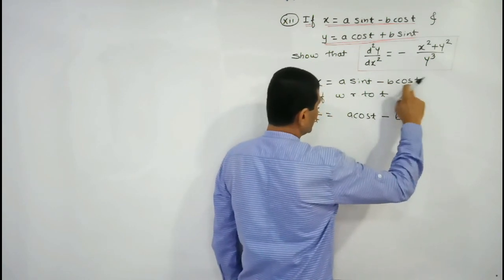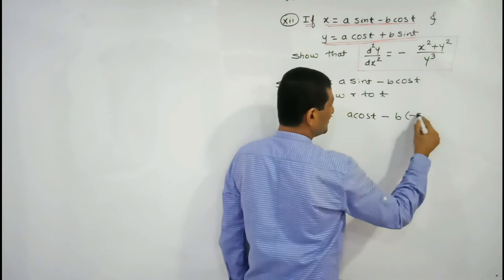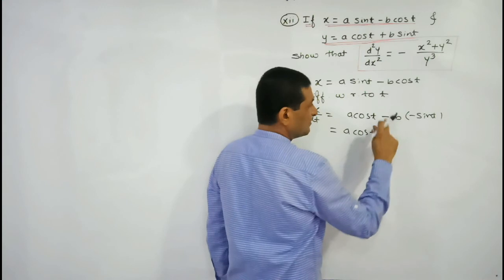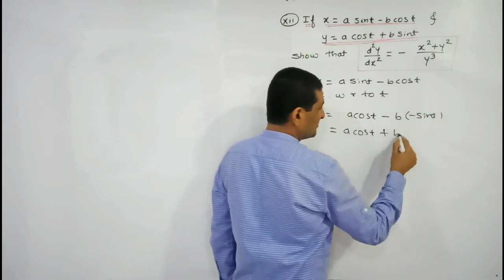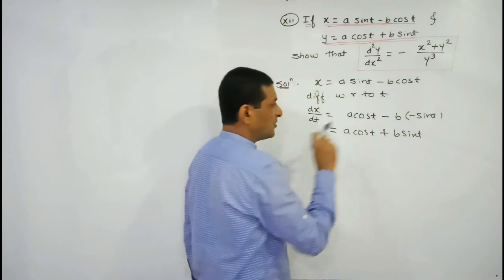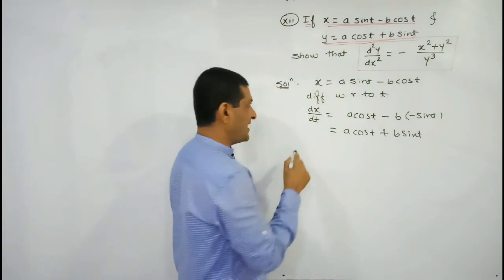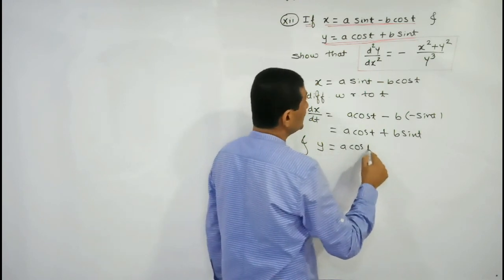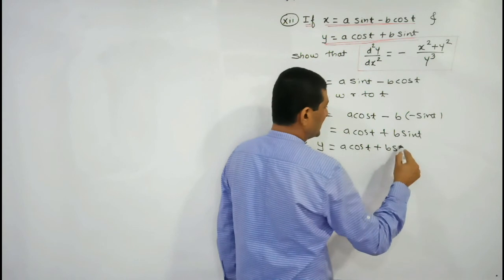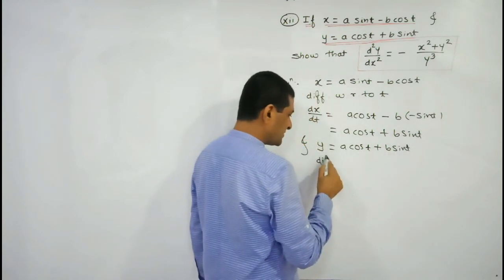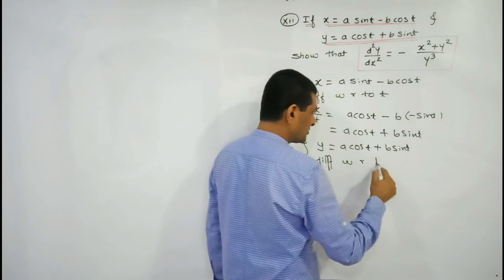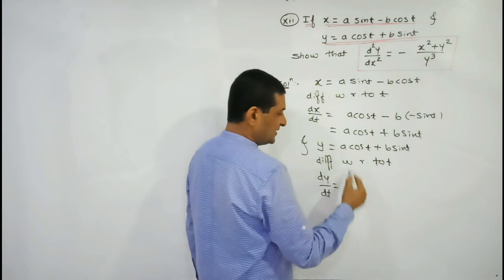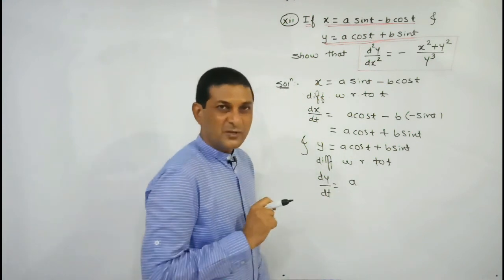Now we are differentiating cos t. What is derivative of cos t? It will be equal to minus sin t, isn't it? So let us simplify it. a cos t, minus into minus will become plus b sin t will be the value of dx upon dt. Now consider y. What is the value of y here? a cos t plus b sin t. Now we are differentiating it with respect to t. So derivative of y with respect to t is dy upon dt. On this side, a is a constant term. Let us try to find out derivative of cos t.